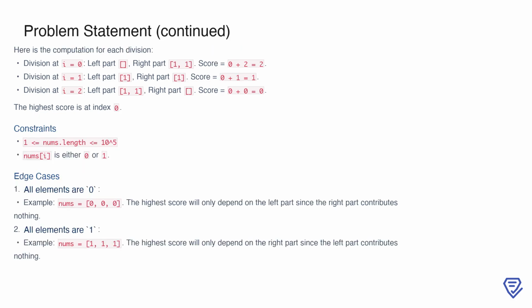Let's look at one more example where the input array is 1, 1. For i equals 0, the left part is empty, and the right part is 1, 1. Since the right part has two ones, the score is 0 plus 2 equals 2. For i equals 1, the left part is 1, with no zeros, and the right part is 1, with 1 one, resulting in a score of 0 plus 1 equals 1. Finally, for i equals 2, the left part is 1, 1, with no zeros, and the right part is empty, giving a score of 0 plus 0 equals 0. The highest score is 2, which occurs only at index 0. Thus, the output is 0.